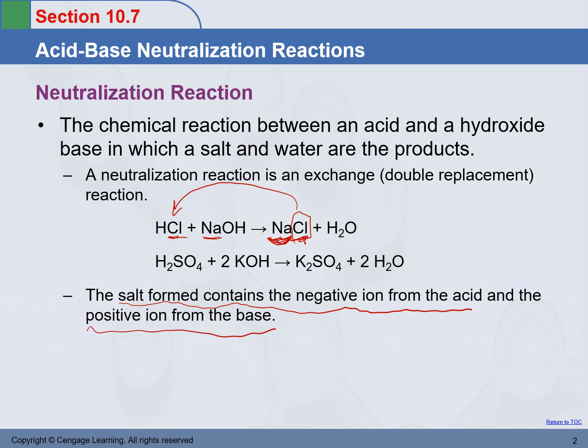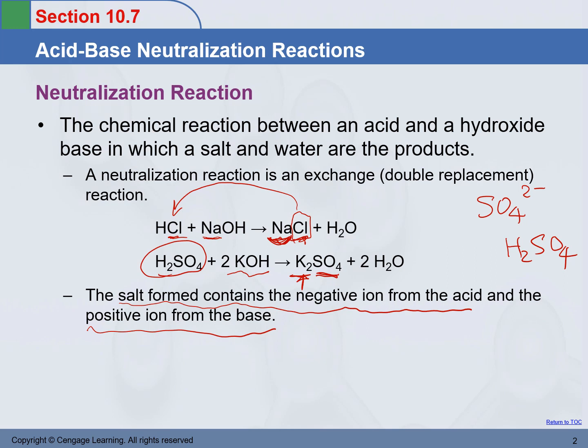Let's look at the second one. The positive ion is potassium. If it is coming from the base, it should be potassium hydroxide. Right here, it is from potassium hydroxide. The negative ion is sulfate. If it is from the acid, then the acid must be sulfuric acid, which is right here. Make sense to you?